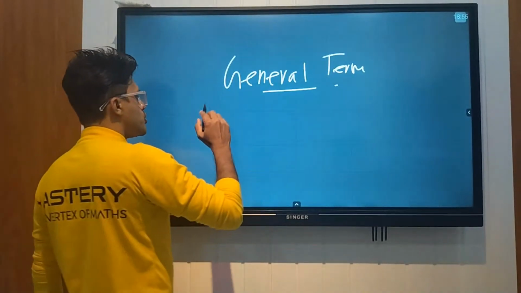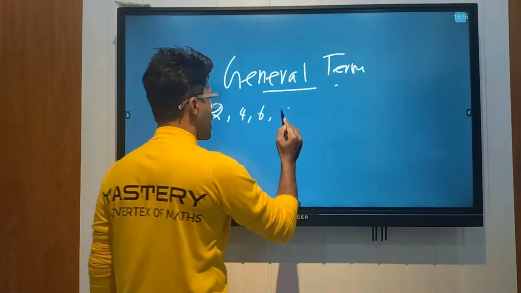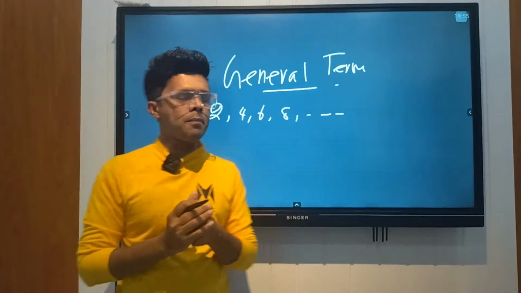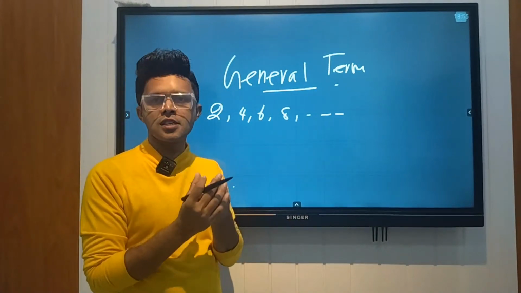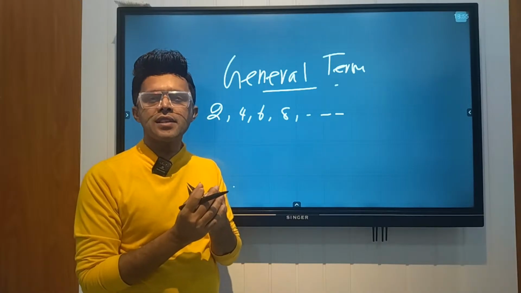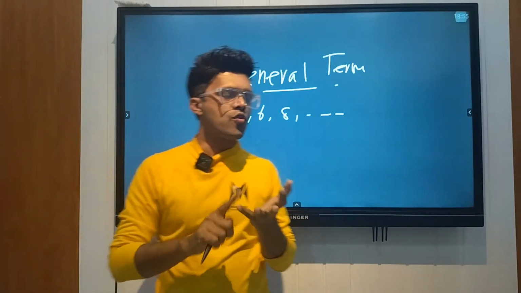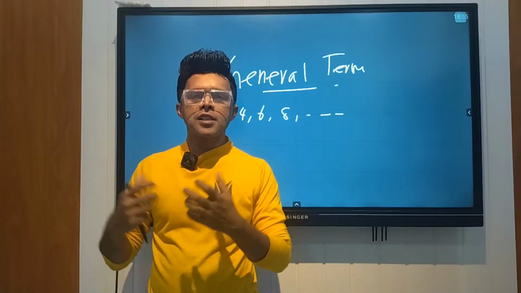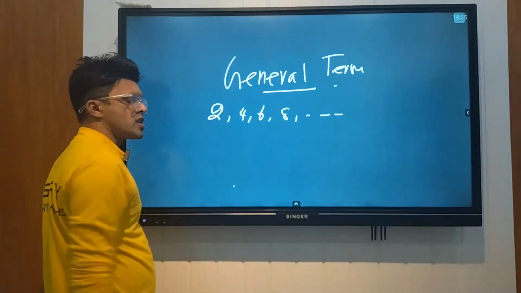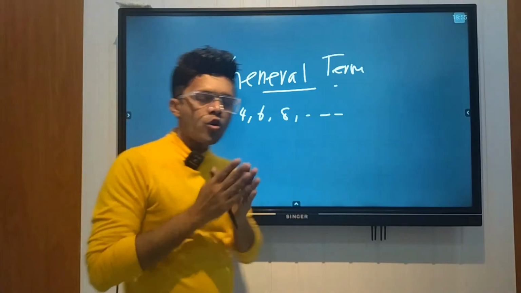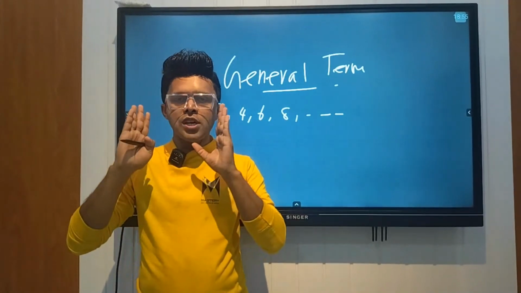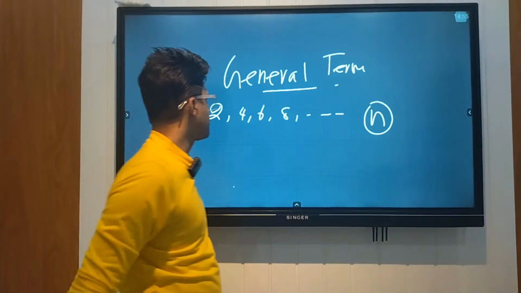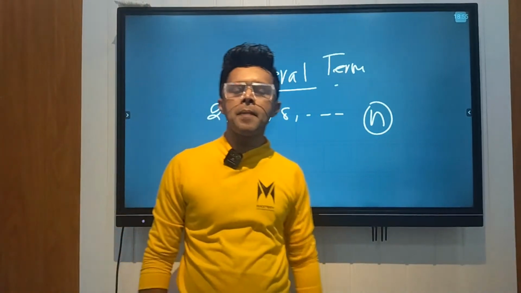Think of this one: 2, 4, 6, 8, and so on. What should be the general term of this number pattern? These are the multiples of 2: 2, 4, 6, 8, 10, 12, 14, 16, and so on. How do we identify the general term? Generally, a general term is written using the simple letter n.